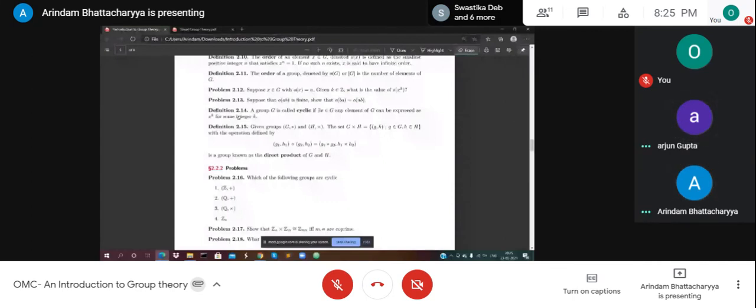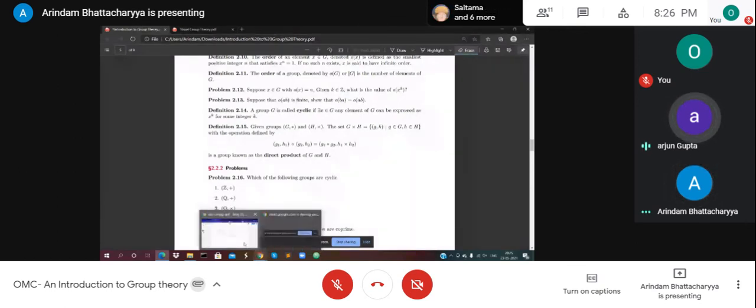Another thing: suppose you have a cyclic group of order n, finite. That means your group looks like 1, x, x square, up to x to the power n minus 1. Correct? I have a counter example. If you consider the group 2, 4, 8, 16 modulo 32.